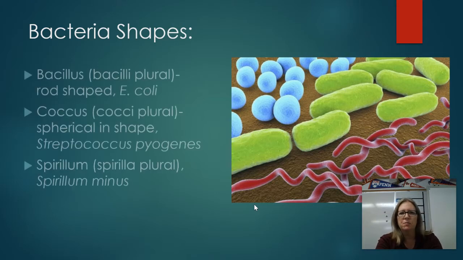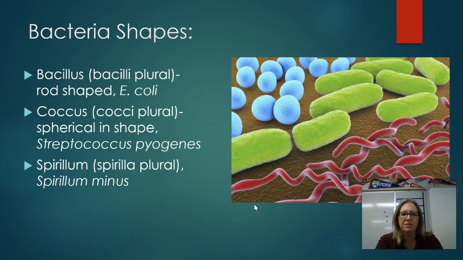There are three main shapes of bacteria. There's more than this, but just three basic ones for our purposes. There is the bacillus shape, or bacilli, which is plural, and that's the rod shape. That's these green ones here, okay? And a common bacillus-shaped bacteria would be E. coli. It's the bacteria that causes a common type of food poisoning.